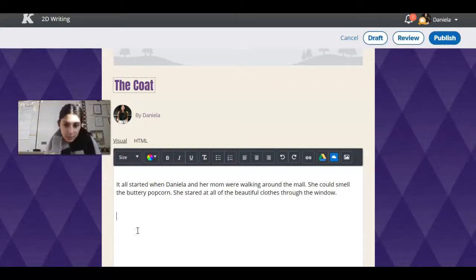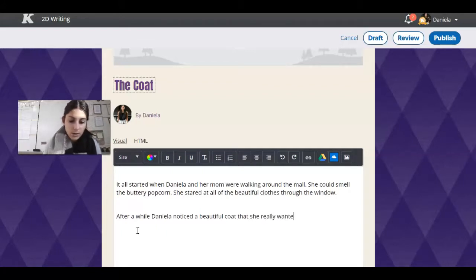So start with a capital letter. After a while, Daniela noticed a beautiful coat that she really wanted. I got to make sure that I put a period when I finish my sentence, and then I can start my next one.